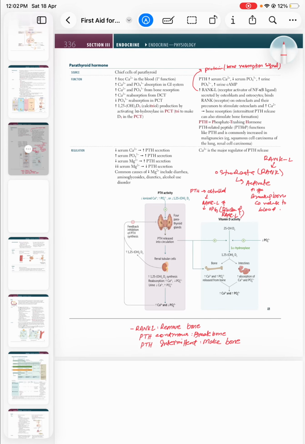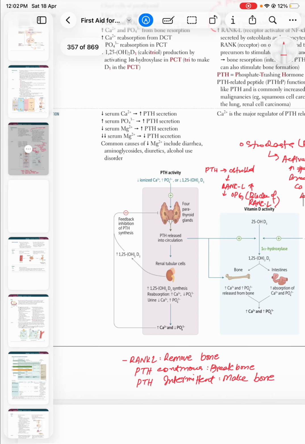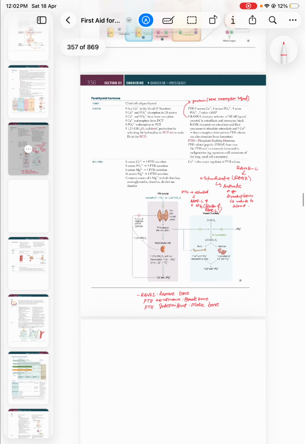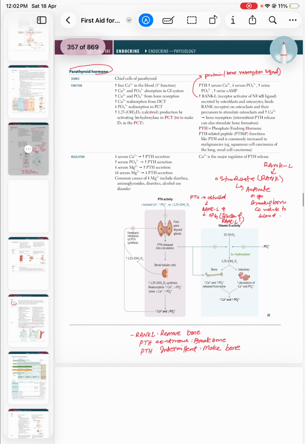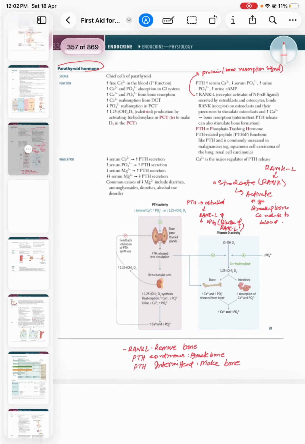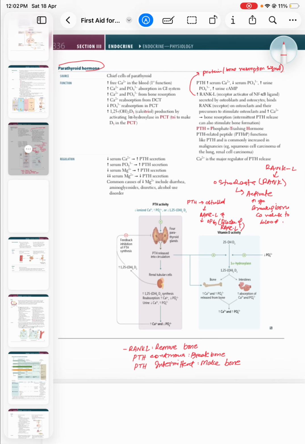So we have started the unit endocrinology and we have discussed the hormones. Today the hormone that we will be discussing is parathyroid hormone. Okay, so what is the source of parathyroid hormones? These are the chief cells of the parathyroid glands. The chief cells present in the parathyroid glands secrete the hormone, parathyroid hormone.